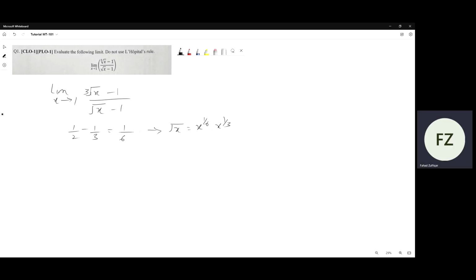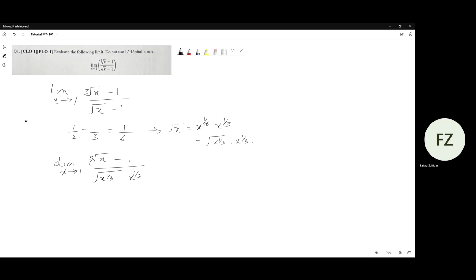What is x raised to power 1 by 6? This is actually the under root of x raised to power 1 by 3, and this is x raised to power 1 by 3. So what does the function transform into? We have limit x approaches to 1, cube root of x minus 1 divided by under root of x raised to power 1 by 3 dot x raised to power 1 by 3 minus 1. Now over here, you can see that we still cannot rationalize this function. It wouldn't do us any benefit.